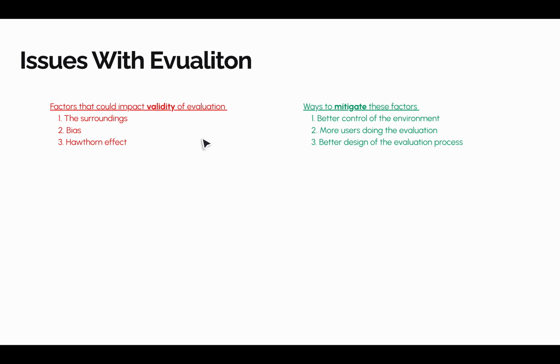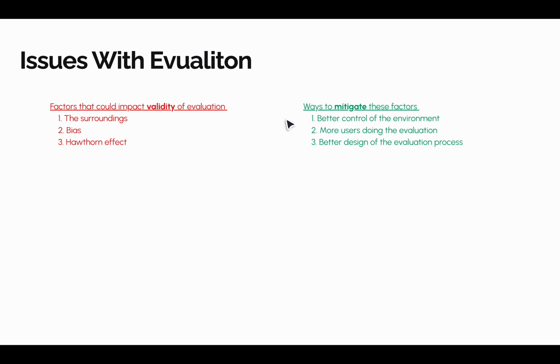Secondly, bias is a major concern. See, everybody is different, and user bias can arise from their personal characteristics and their overall experience, and this can lead to skewed data. And then the other factor is the Hawthorne effect. This effect is basically where participants modify their behavior because they know that they're being observed, right? And this can result in data that does not accurately reflect their natural interaction with the product.